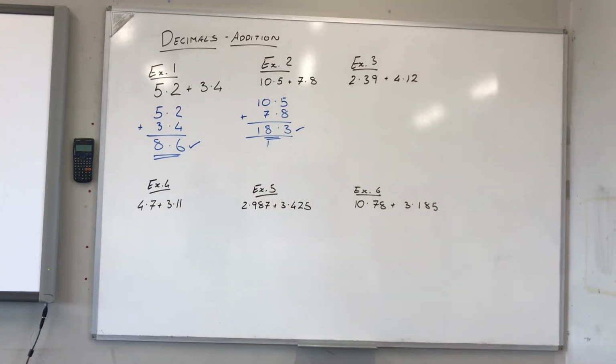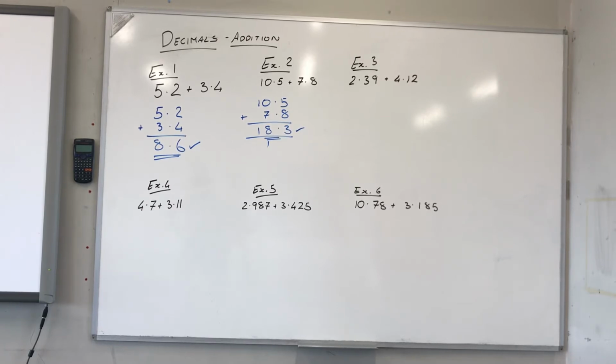So, first one, 5.2 plus 3.4, fairly straightforward. I set it up. I added the tenths, 2 plus 4 gives me 6, got the decimal point, and then 5 plus 3 just gave me 8. Okay? And then example 2, 10.5 plus 7.8 involved a little bit of carrying, but that's fine.